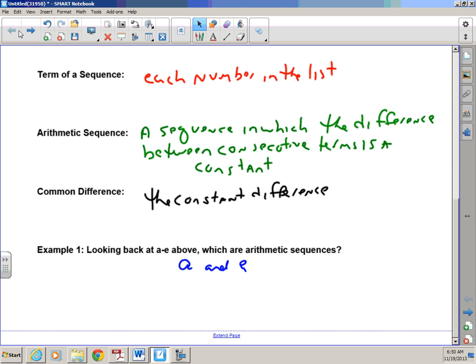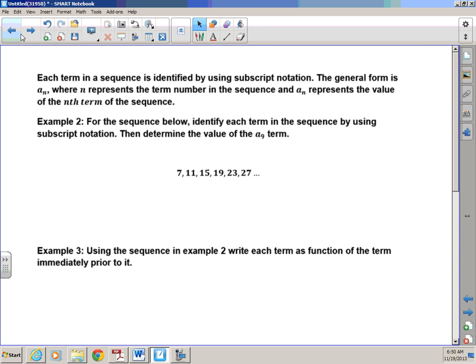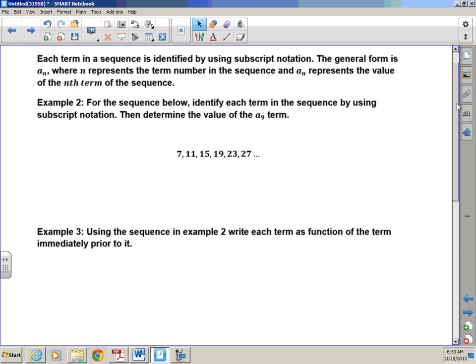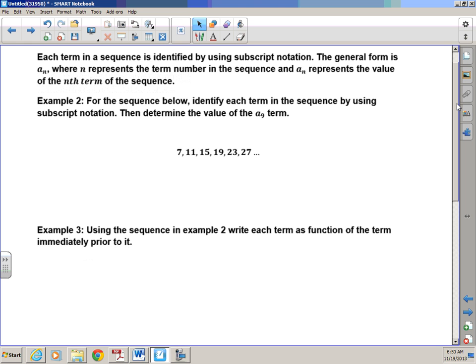Now, let's make sure we understand some of this notation. Each term in a sequence is identified by what's called subscript notation. I'll show you what that means in a second. The general form is A sub n. The n is below the A. It's like the opposite of an exponent, where n represents the term number in the sequence, and A sub n is the value. Okay? So let's make sure we understand what this is saying.